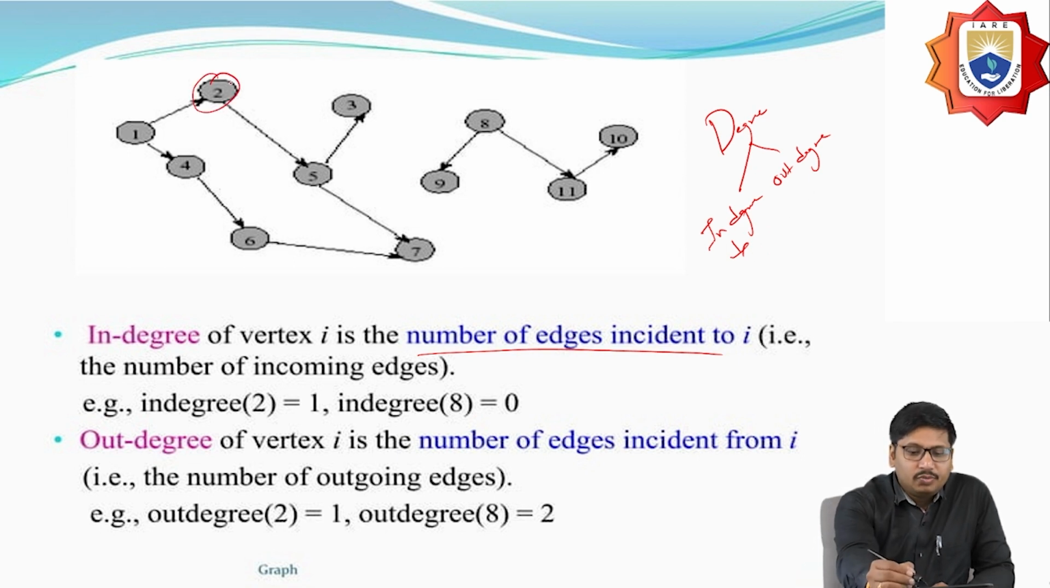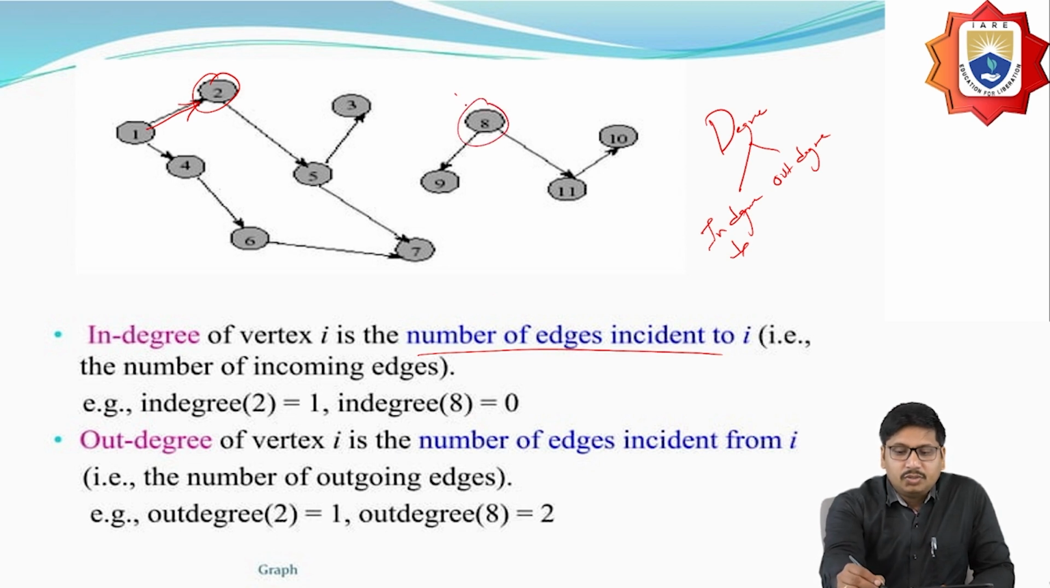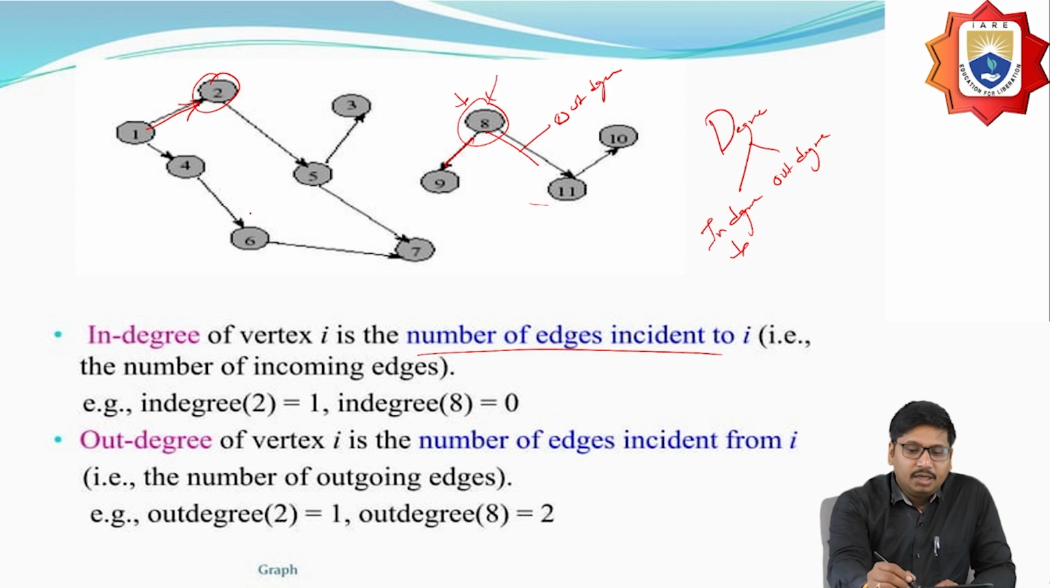If I take 2, the in degree of 2 is only one. And if I take the in degree of 8, there is no incoming edge, and the out degree of 8 is 2. There are 2 edges leaving from 8, and those should be treated as out degree. The in degree of 6 is 1, and of 7 is 2. The out degree of 7 is 2.